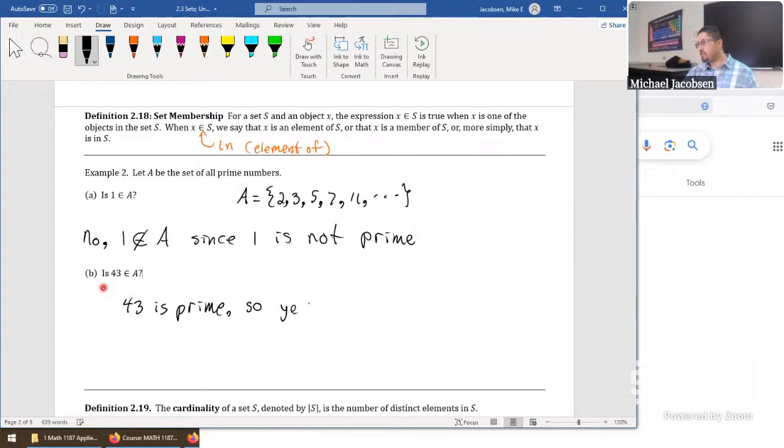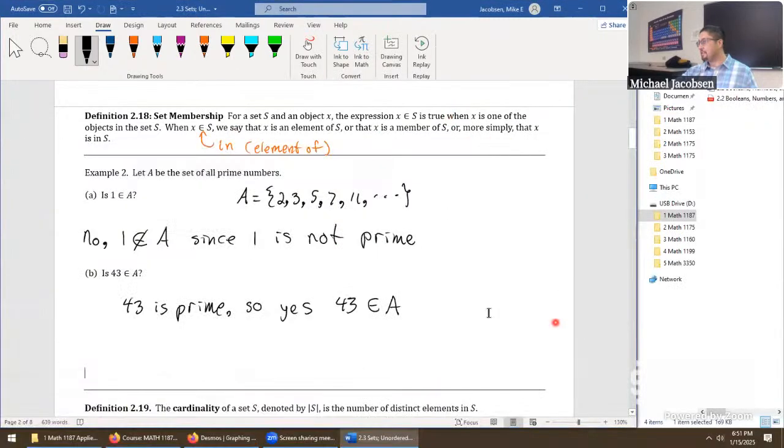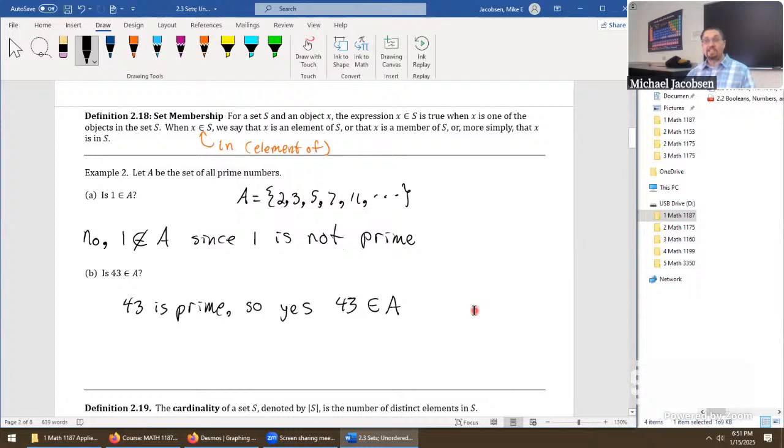So yes, 43 is an element of the set A, is how we can convey that. Let me make sure I close this window. So that's what's going on with set membership. Other things we're going to take a look at is the size of the set, cardinality, how sets relate to each other, whether they're subsets and so on, proper subsets. But any questions at the moment?